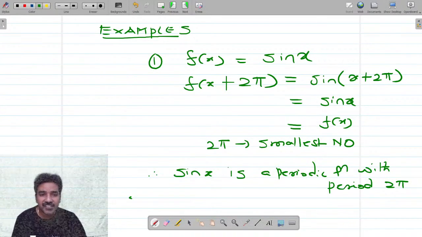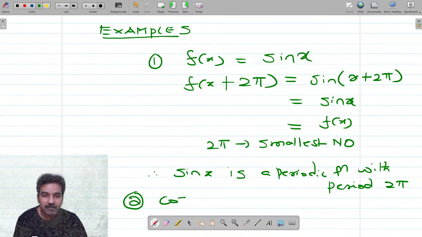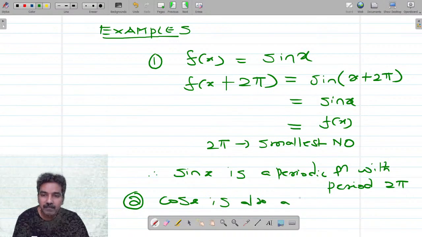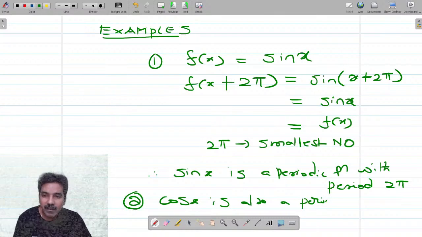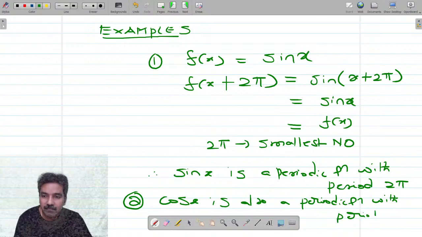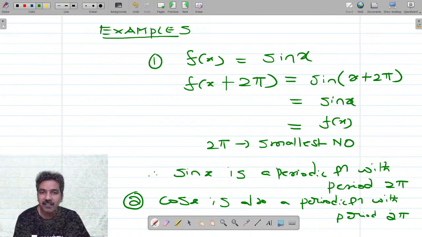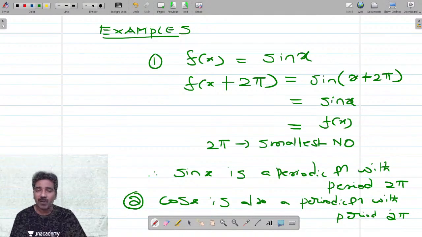In the same case, cos x is also a periodic function with a period 2 pi. You can check it. Right. Let me take one more example.